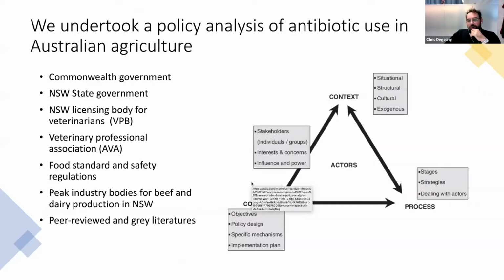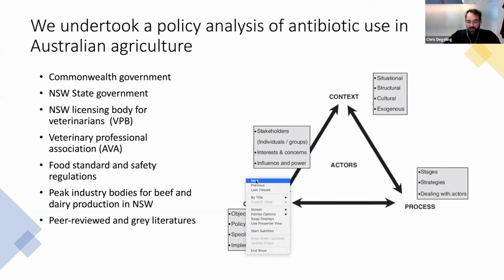So what did we do for our study to see how antibiotics are used in this context? We did a policy analysis looking at a range of different policy bodies and governing bodies which have some say or are implicated in antibiotic use in veterinary medicine and agriculture. And we looked at the policies around the stages of use, and nothing too exciting there, just to show what we did.